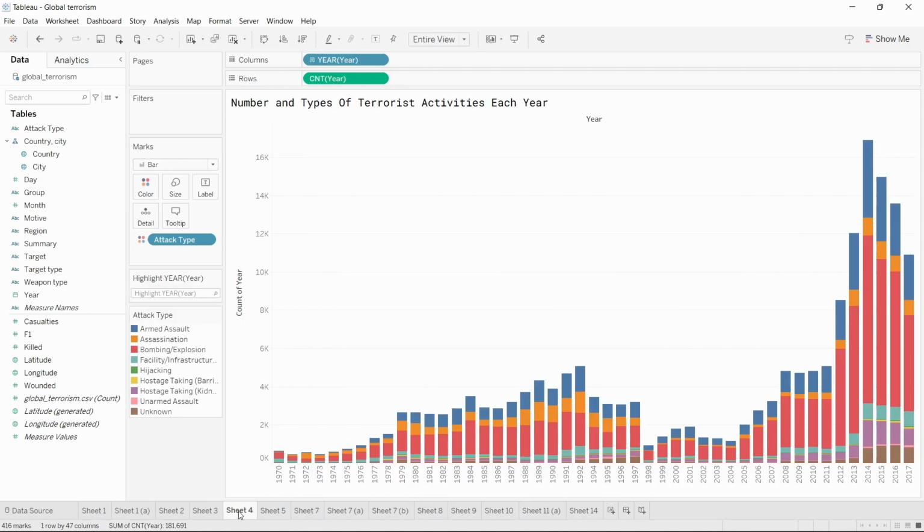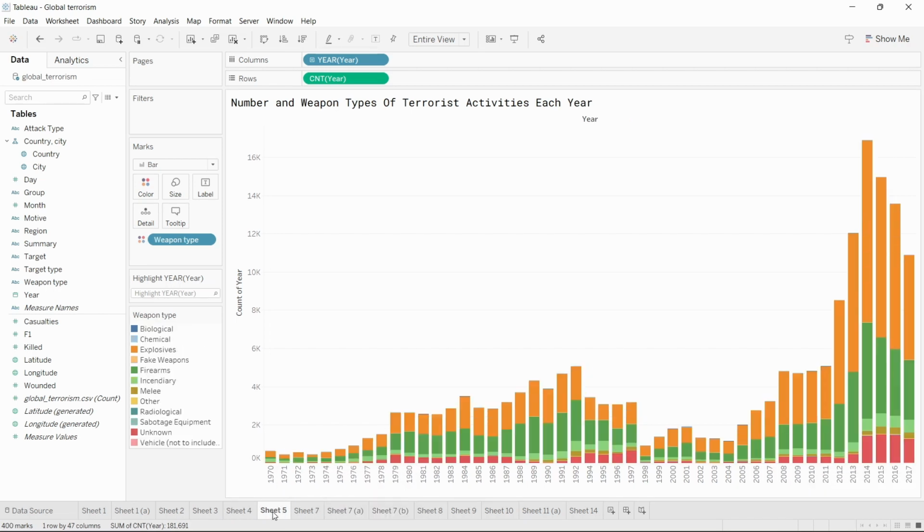And if we see the types of activities done on a yearly basis, on each year it seems bombing is the major type of terrorist activity that was done. And similarly, the weapons used seem to be mostly explosives.